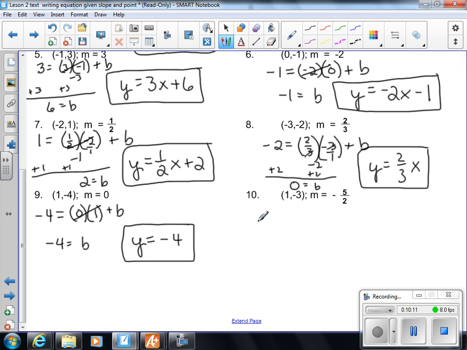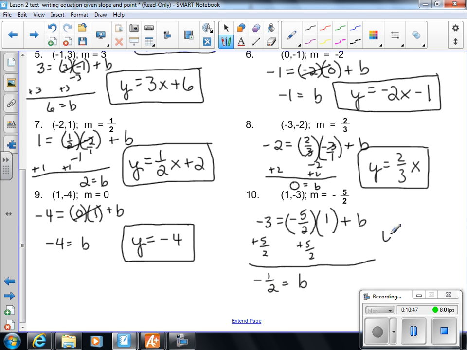Okay, the last one. Your y-coordinate is negative 3 equals slope negative 5/2 times the x-coordinate of 1 plus b. Okay, so I multiply those together and I get negative 5/2. What do I do to both sides to move it over? Add 5/2, or 2.5. And what do you come up with? What's negative 3 plus 2.5? So it'd be negative 1/2 equals b. So your equation is y equals negative 5/2 x minus 1/2.